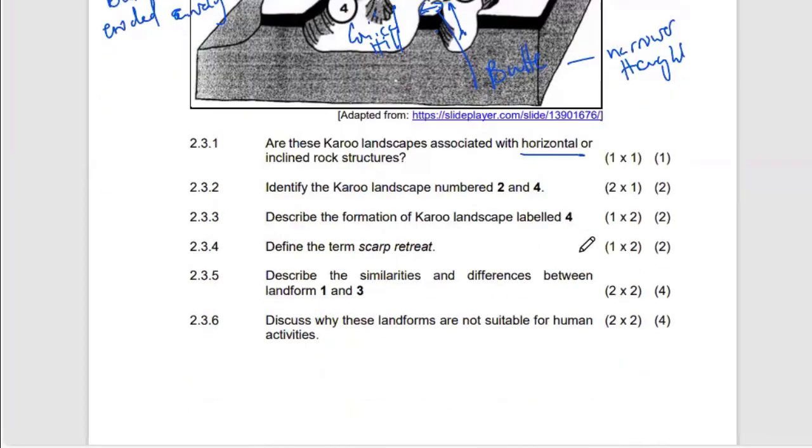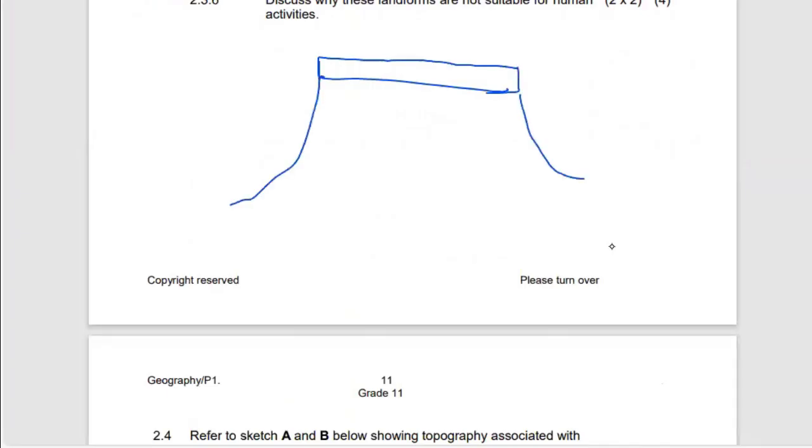Right. Then define the term scarp retreat. We are talking of scarp retreat. I'll use this illustration here. Right. Let's say this is our mesa. This is our cap rock on top of the mesa, and this is our landform. This is a hardened resistant rock on top, which is covering up softer rocks underneath.